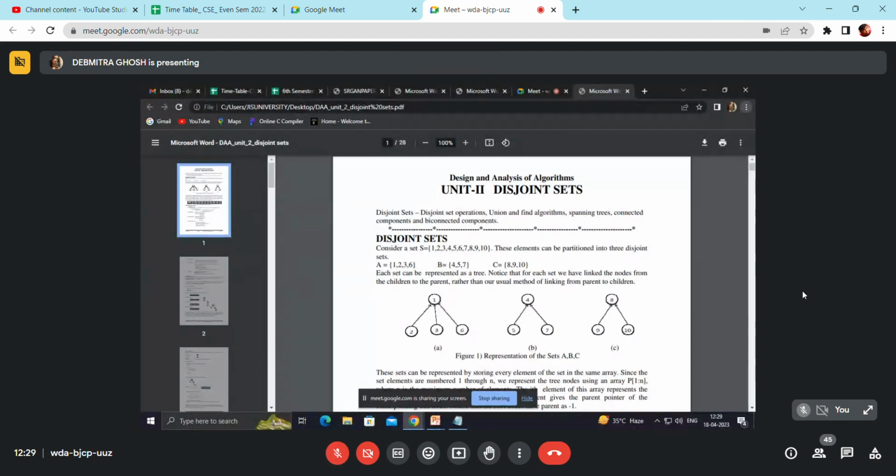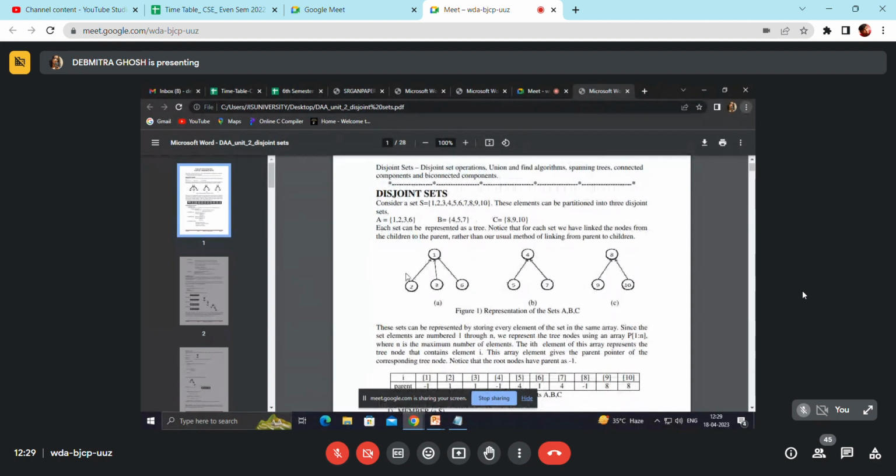So last day we had discussed disjoint sets. What are the three operations we can do on a set? On a disjoint set, we can find a value, we can make a set, and we can also do the union of two sets. These three are disjoint set operations.